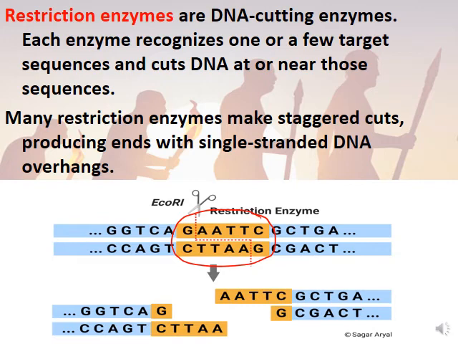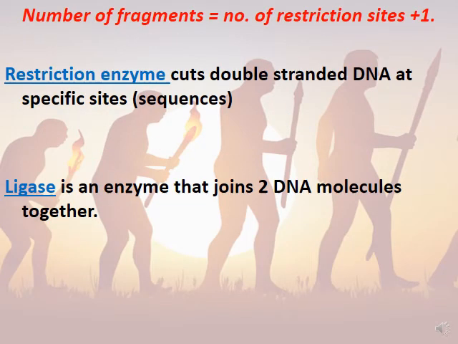One of these restriction enzymes is EcoRI. EcoRI has a specific target sequence that it cuts. The number of fragments is the number of restriction sites plus 1. What's the meaning of that?